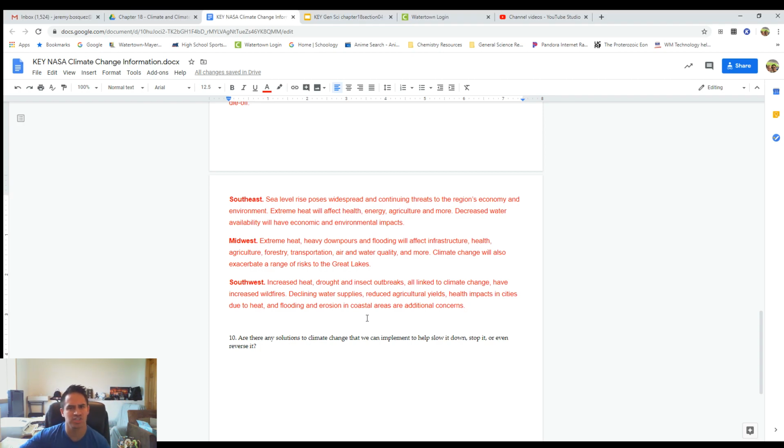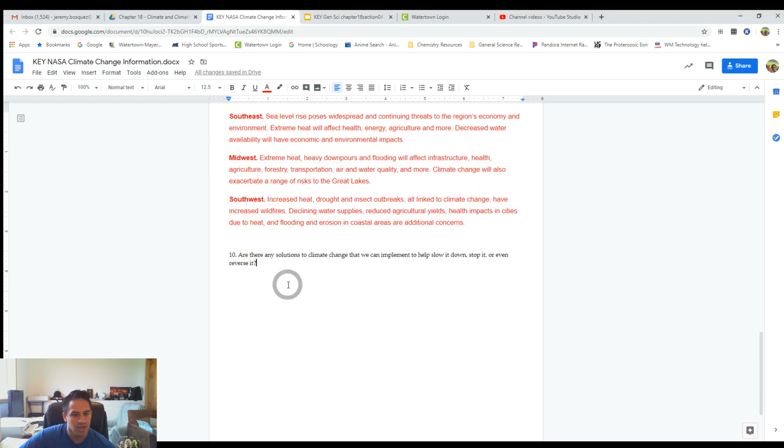California had a water issue, I think a year or two ago, or maybe 3 years, where they had a water shortage. That's going to just get worse, which is not good because California has a lot of people that live in that state. Reduced agricultural yields, health impacts in cities due to heat, flooding, erosion, coastal areas, all bad things. So, all right, last question.